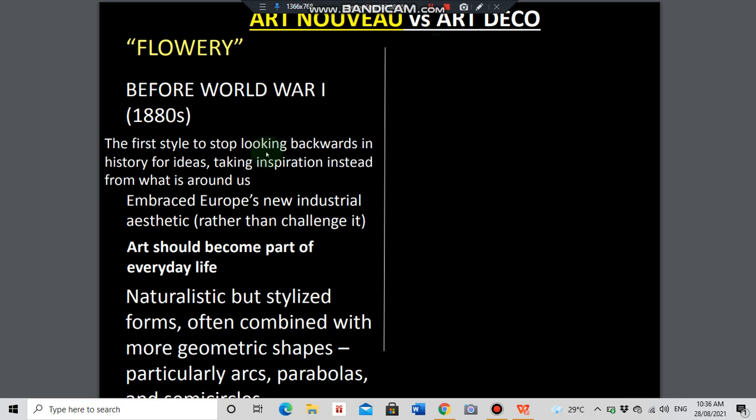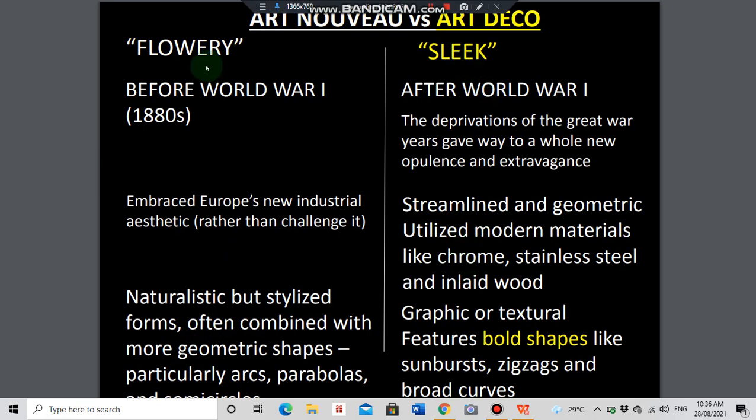No? So, the comparison of Art Nouveau and Art Deco. No? So, basahin nyo lang yan. Naturalistic but stylized forms. Then, so Art Nouveau is flowery. Then, the Art Deco is sleek. Tinatawag siyang sleek.